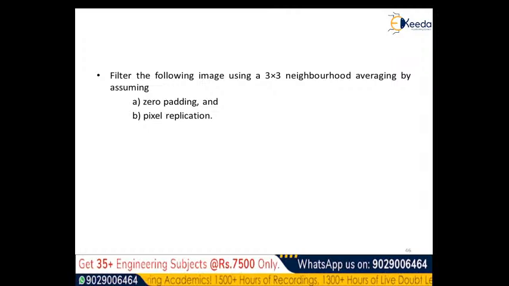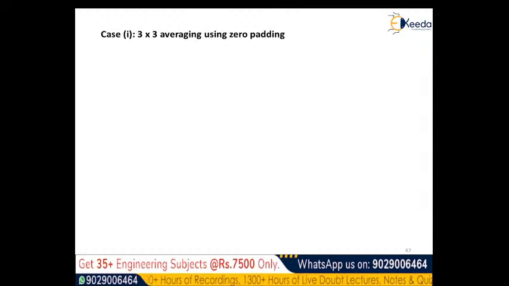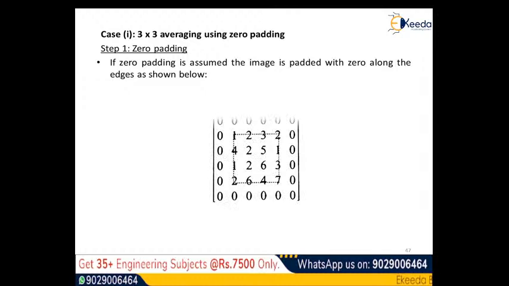Now the first case we can go for is zero padding. For zero padding here, we can expect the mask of the dimension 3 by 3 for the averaging purpose. Now here is the step for zero padding. In zero padding, the image is padded with 0 along the edges, and we represent it like this.